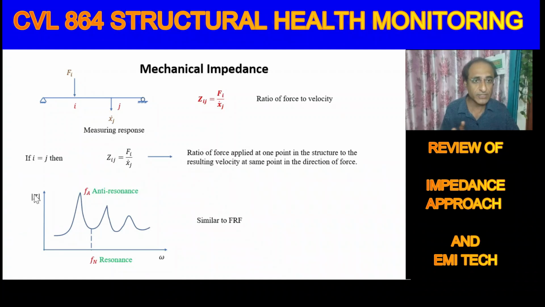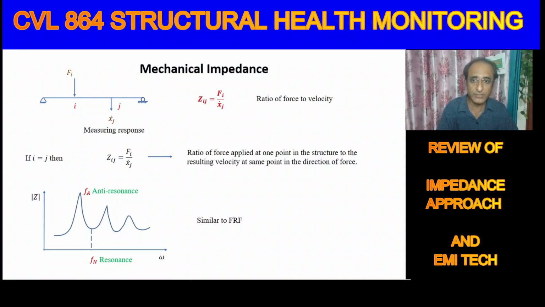So if we are plotting the magnitude with frequency, we'll have a plot similar to FRF. The only difference will be that the peaks will not signify resonance. The resonance will be signified by the troughs. So these minima, the points of minima, they specify basically the resonance frequencies. Alright, so this is clear.